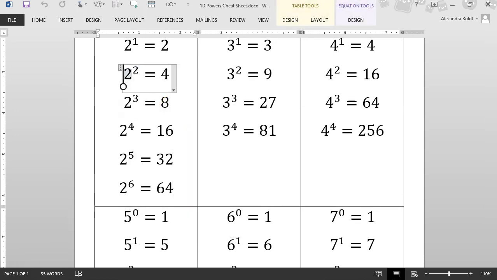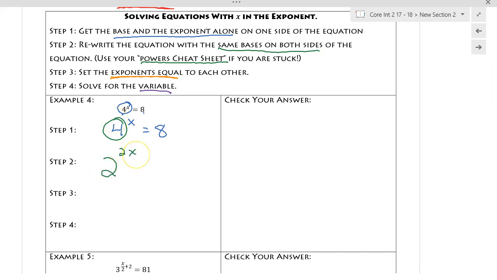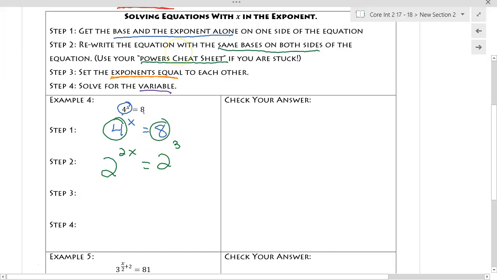That means 2 squared and 2 cubed, right? They both have a base of 2. So I'm going to rewrite the 4 as 2 squared. I still need the x next to it. I'm going to rewrite the 8 as 2 cubed. So this is 2 to the 2x equals 2 to the third. And here we wrote that 8 as 2 to the third.